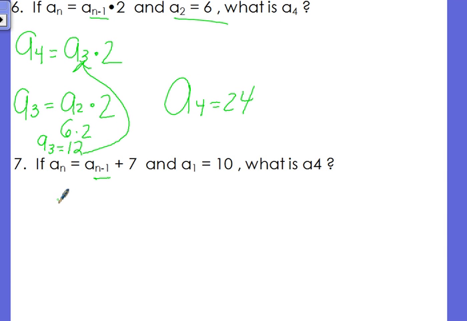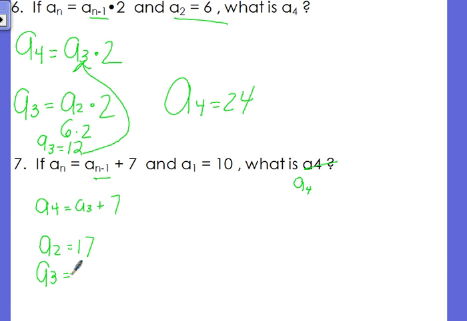Same idea here. If I want to find the fourth term, a sub 4, like a subscript. Again, to find the fourth term, I would need the third term plus 7. But I don't have the third term, I only have the first term. So I'm going to use the first term to find the second term. 10 plus 7 is 17. That would be the second term.